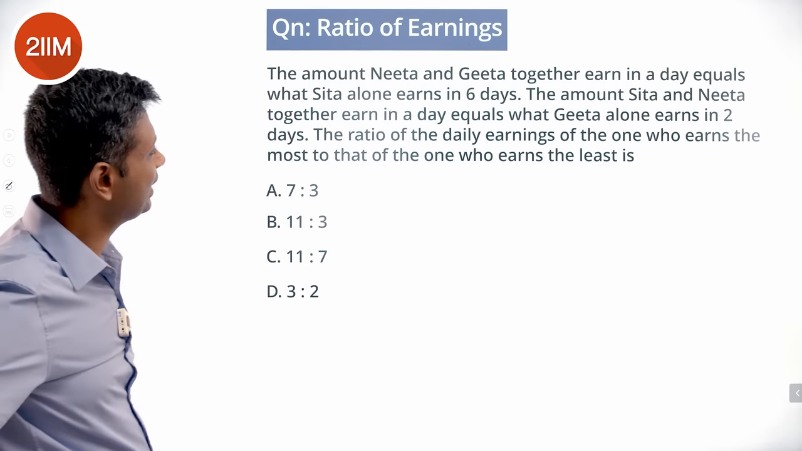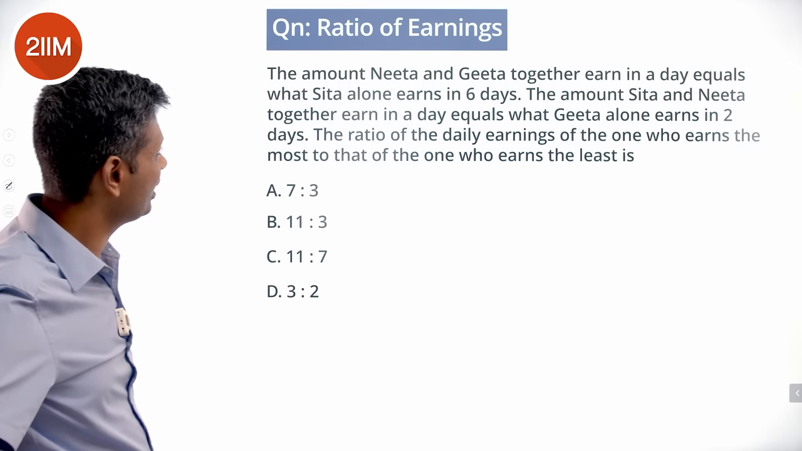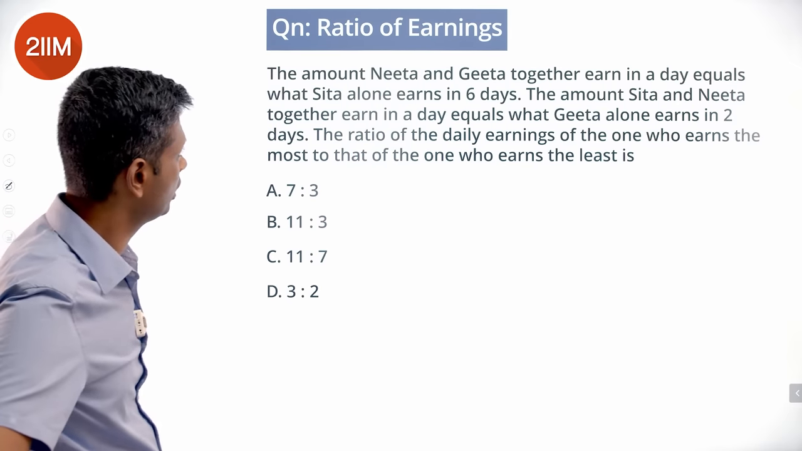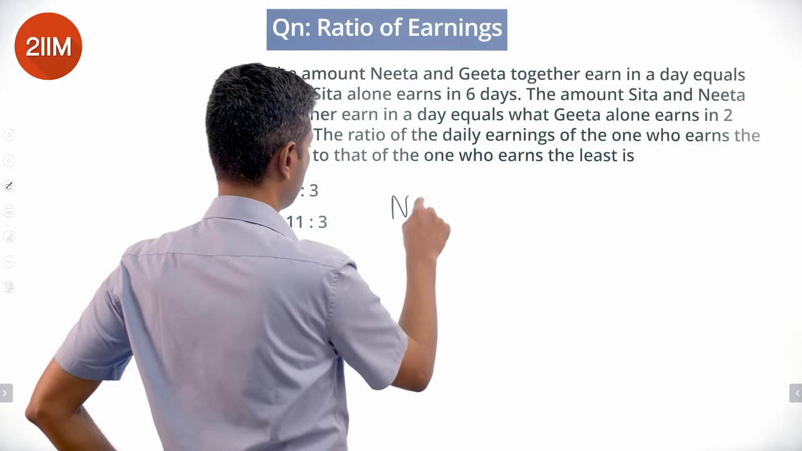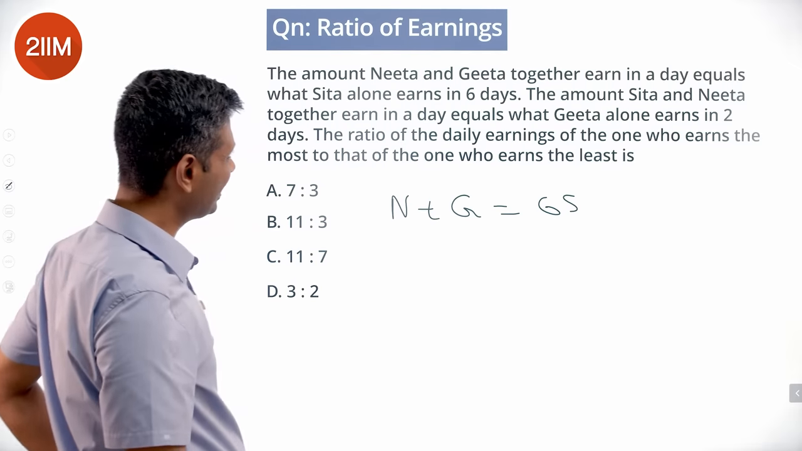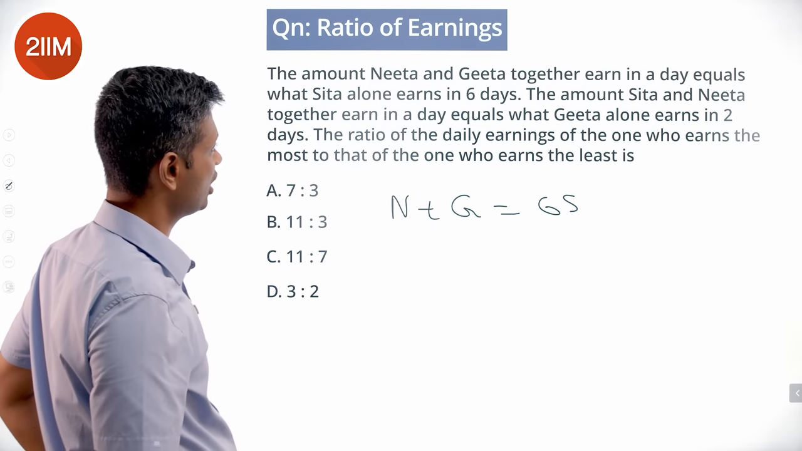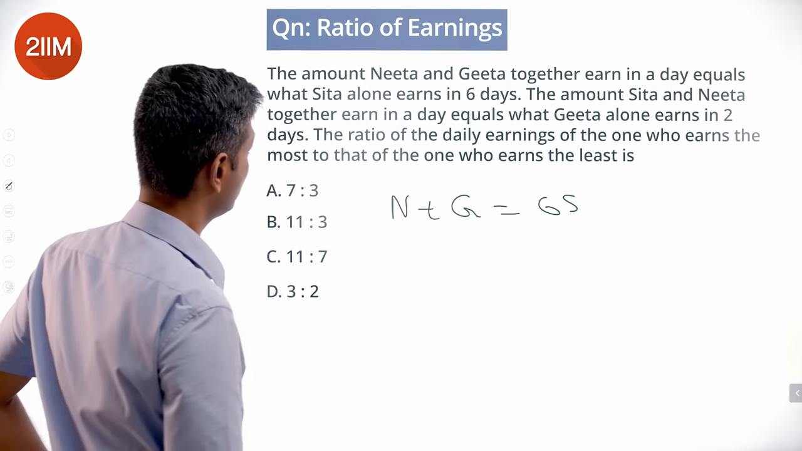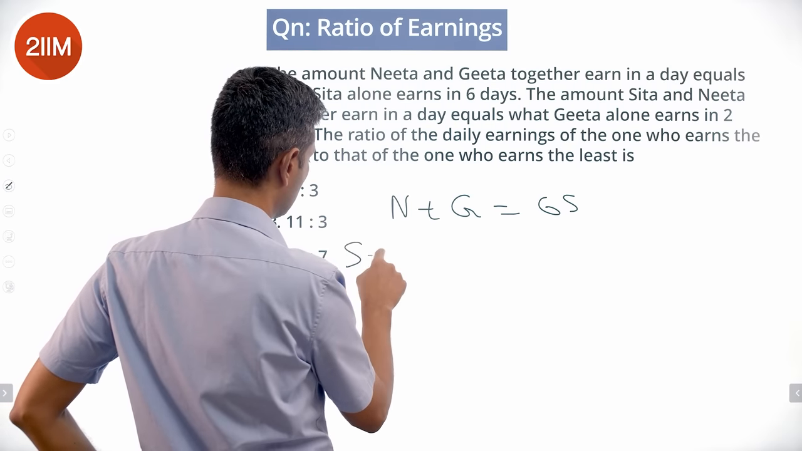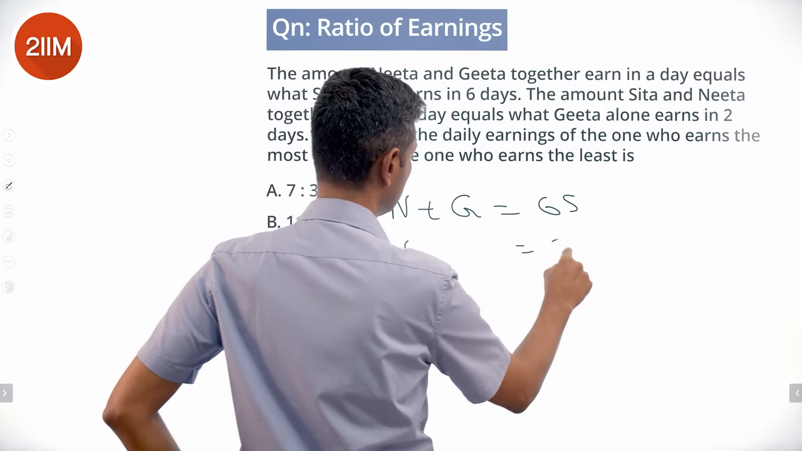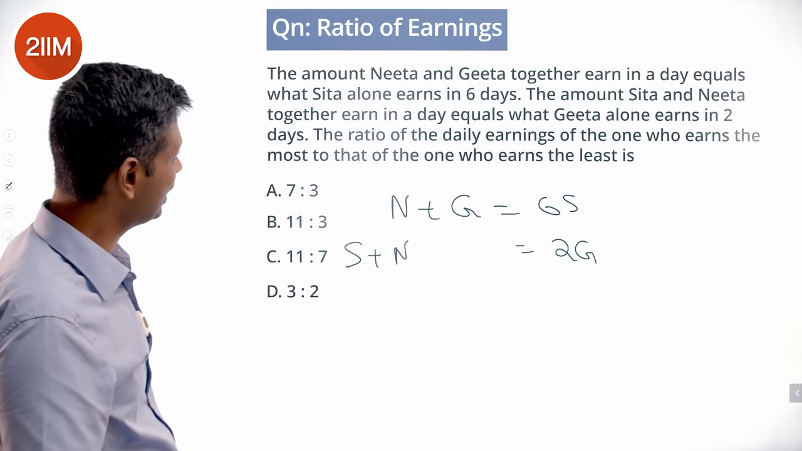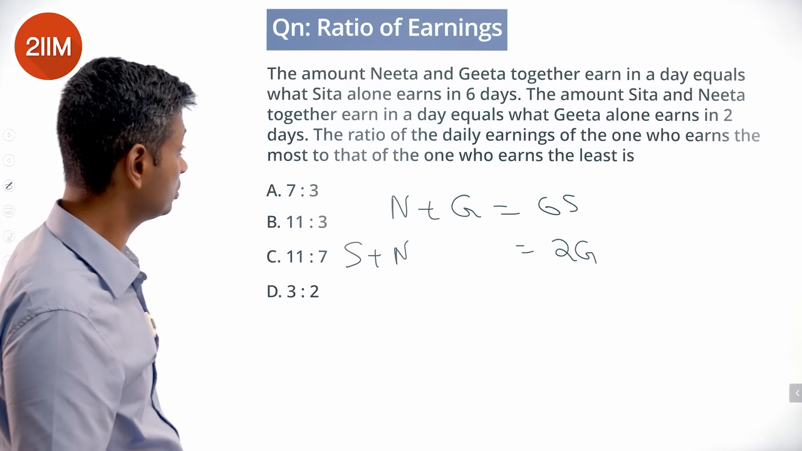The amount Neeta and Geeta together earn in a day equals what Sita alone earns in 6 days. Okay? N plus G equals 6S. The amount Sita and Neeta together earn in a day equals what Geeta alone earns in 2 days. S plus N is 2G. The ratio of the daily earnings of the one who earns the most to the one who earns the least.